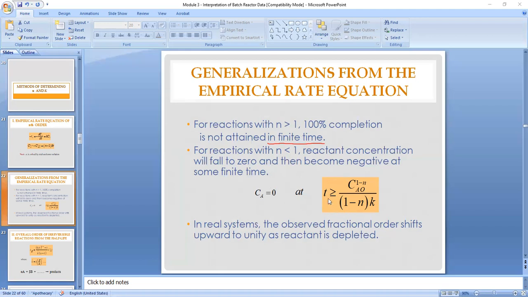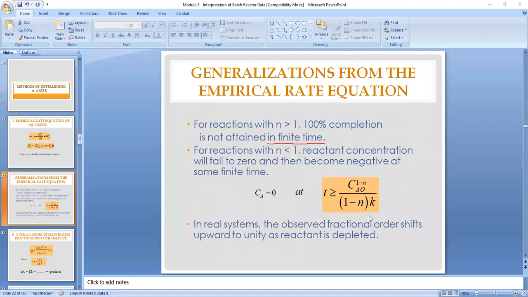So it says here that for t equal to or greater than this value, automatically the concentration of A will be equal to 0. So if you are asked to determine the concentration of A at time equal to 90 minutes, before you do that, first check the time, which is CA0 raised to 1 minus n, your n being less than 1, over quantity 1 minus n times k.